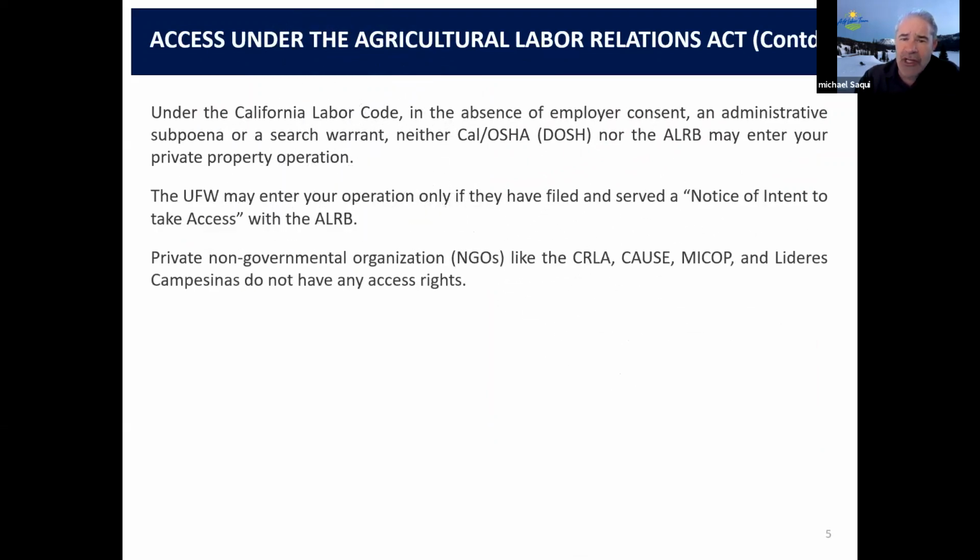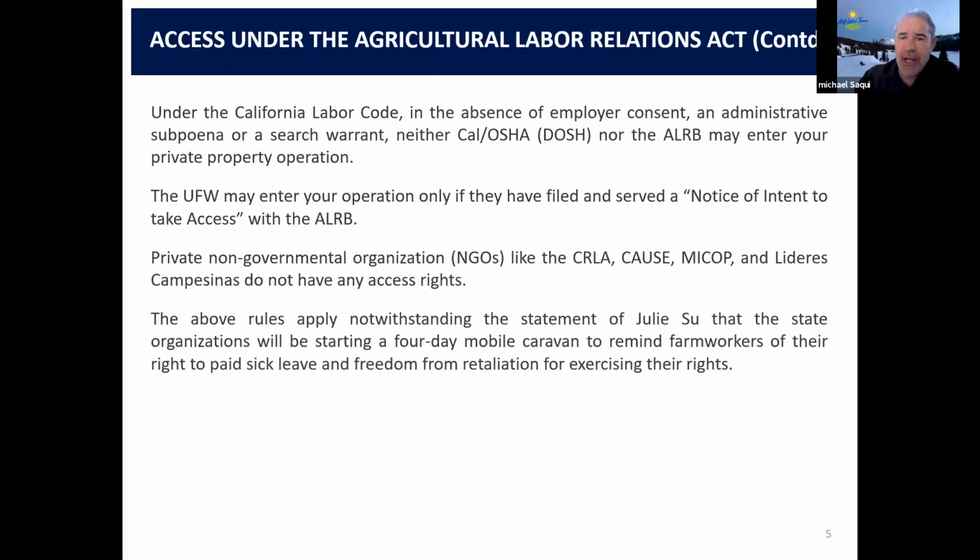Let's talk about some wrinkles and what's going on around the state. Under California law, governmental agencies, unless they're complaint-driven or program-driven inspection, and the ALRB, don't have a right to just come on your private property without checking in at the office and breaking all of our protocols. They typically will come to your office, your principal place of business, and at that time, we will provide them an escort if there is a reason to.